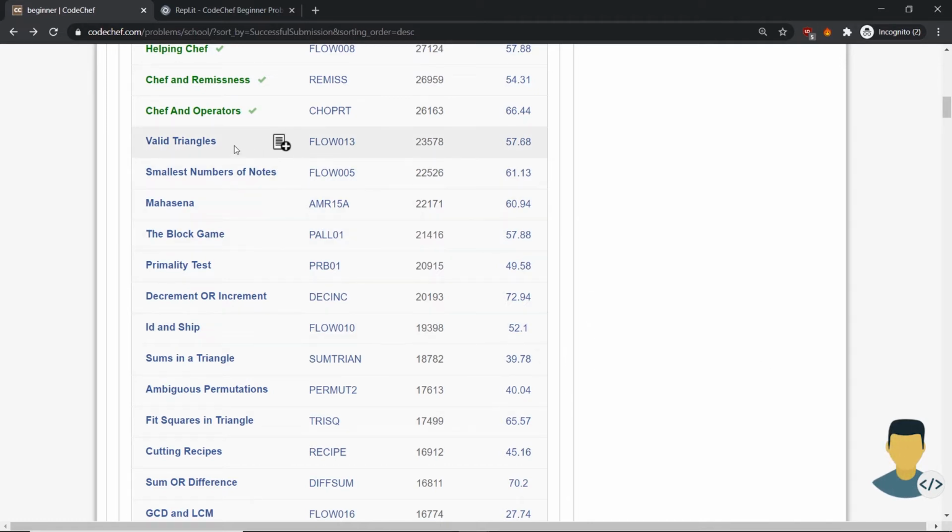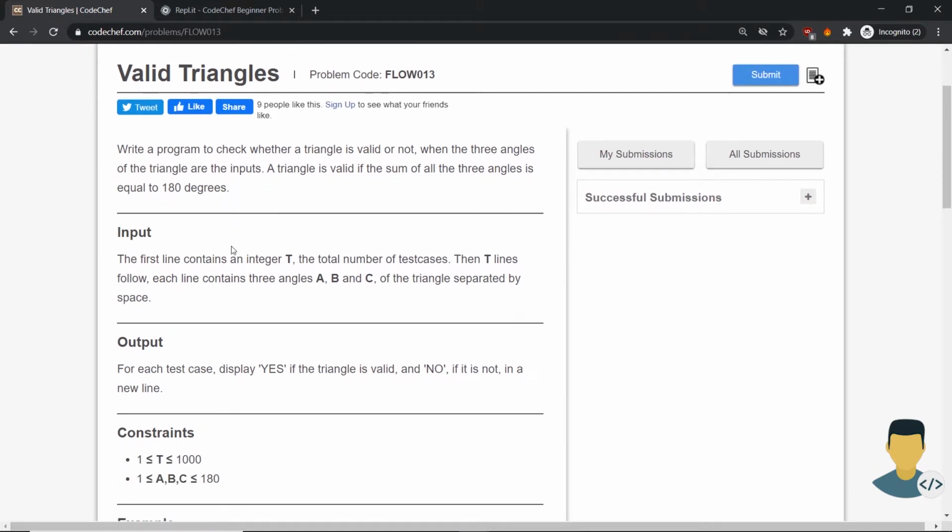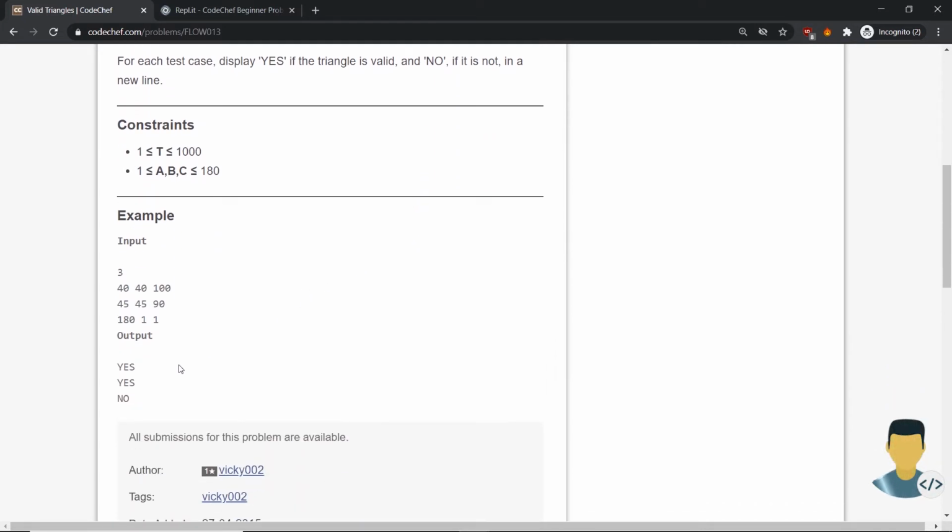Here we are with our 21st exercise named valid triangles. This exercise asks to write a program that would check if three given angles can be angles of a triangle. The sum of the three angles, if it is 180 degrees, then they could be the angles of a triangle. Otherwise they cannot be. So we need to output as an answer YES or NO with a capitalized word, uppercase.